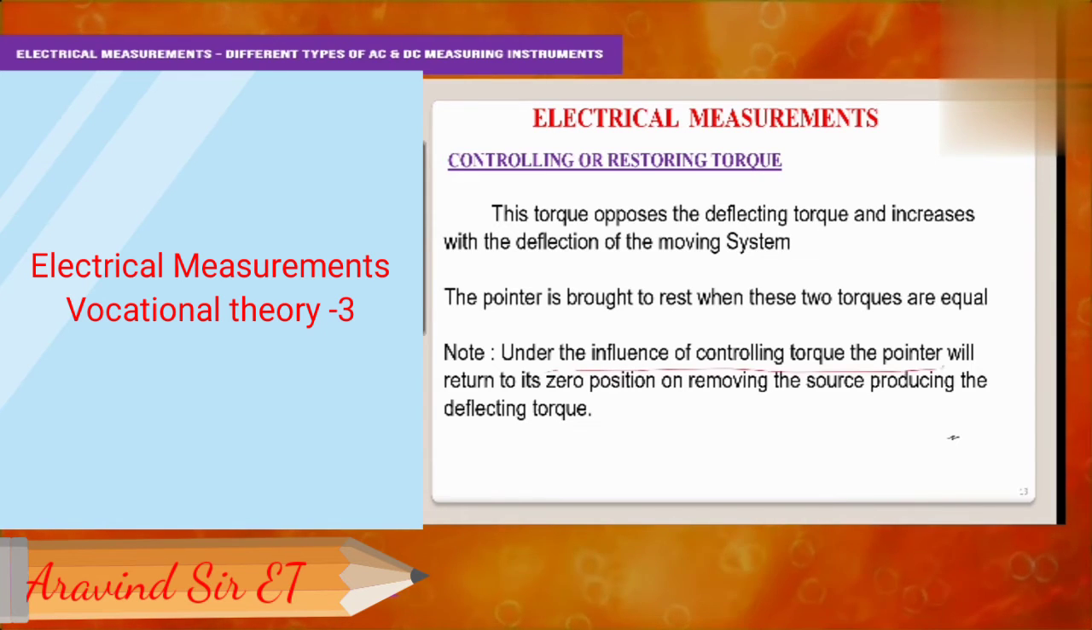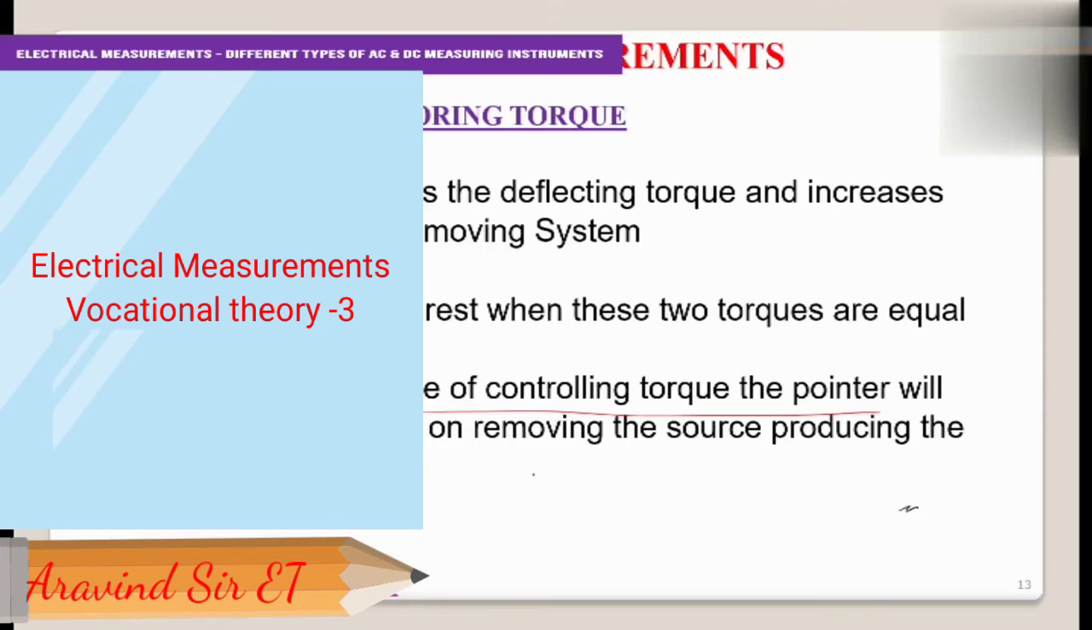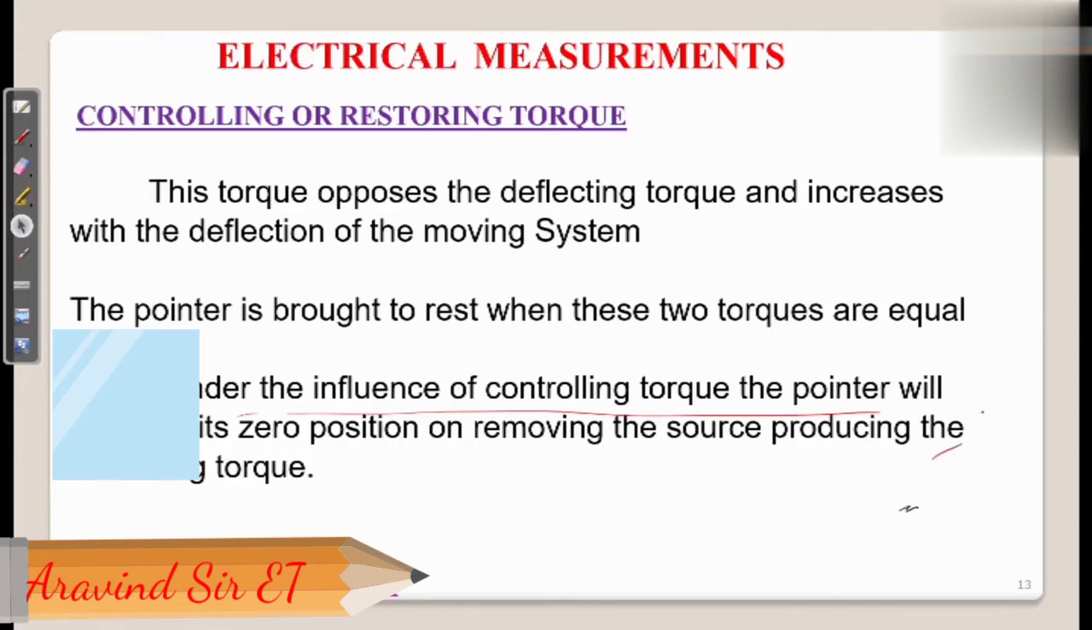So here controlling torque will not be there. What happens? Controlling torque is 0. The deflecting torque will move to infinity. When controlling torque is not there, controlling torque is equal to 0. At that time, the deflecting torque shows 5 amperes.